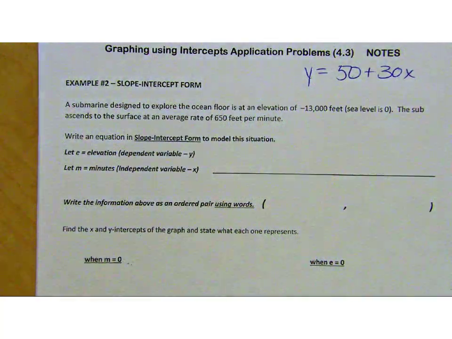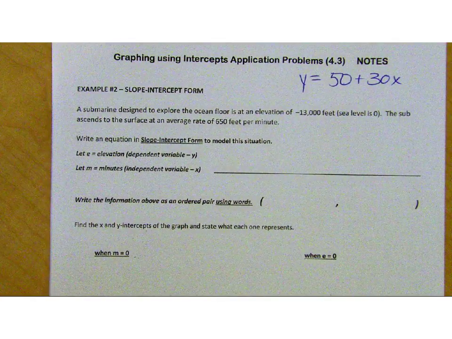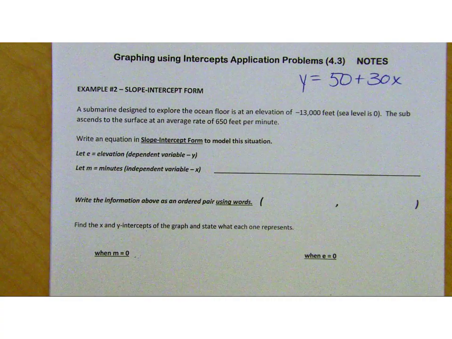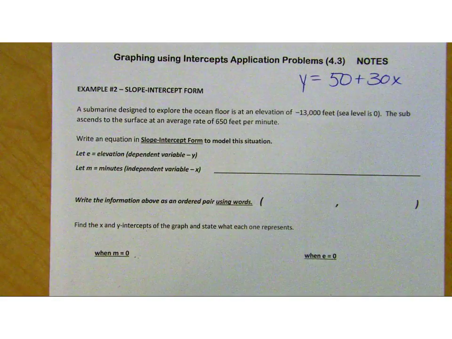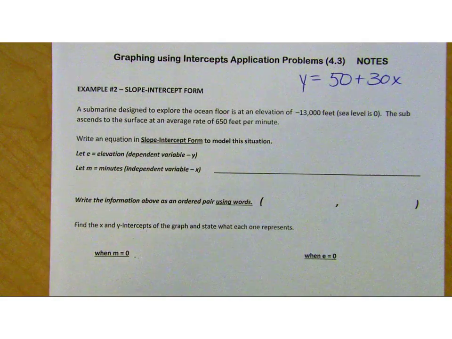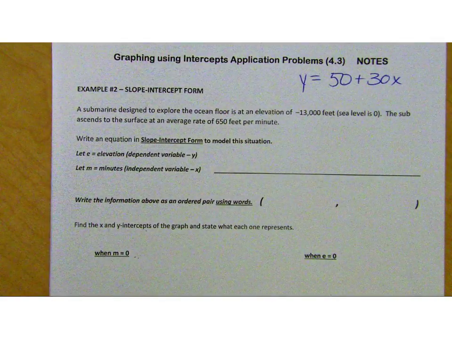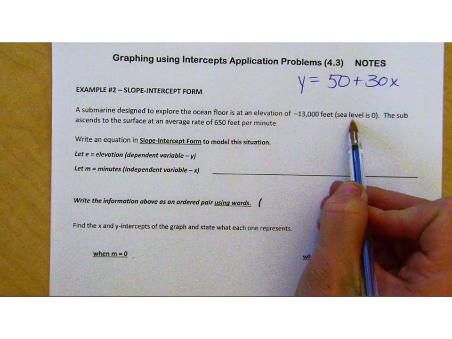So you learned in geography, because Mr. Grail's an awesome geography teacher, right, last year, that sea level is 0, okay? So negative 13 means below. And here, I want you to underline this word. Does everybody know what that word means, ascend? Here's kind of the deal with this.